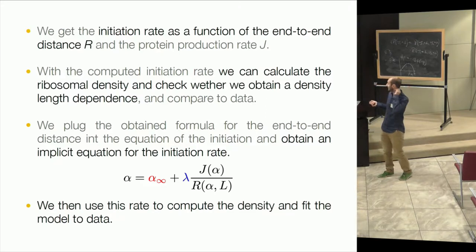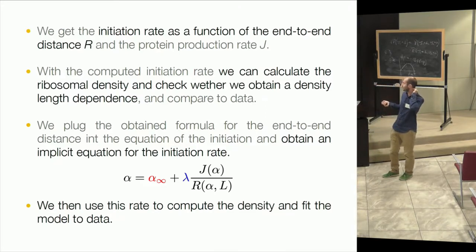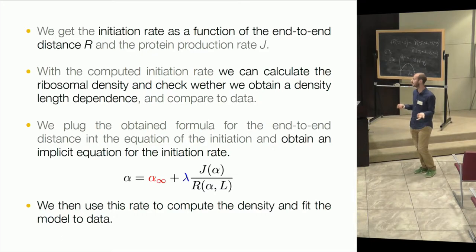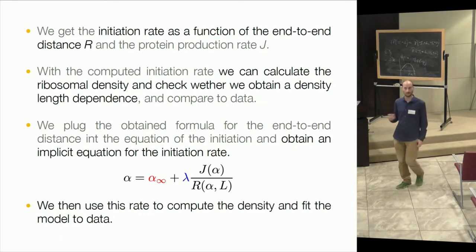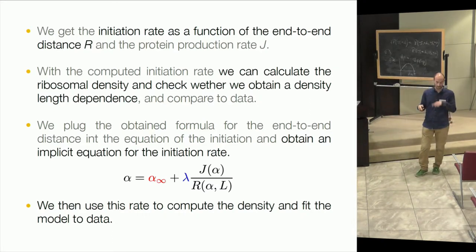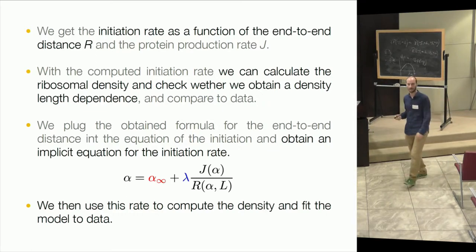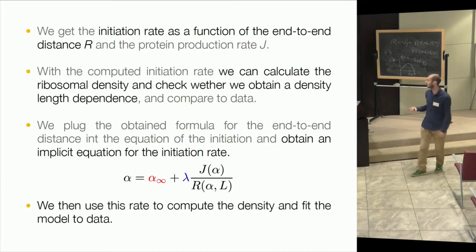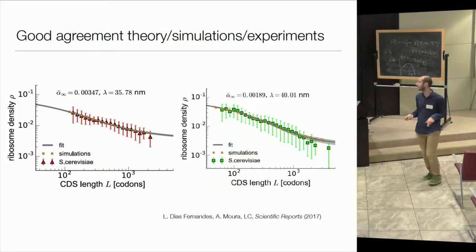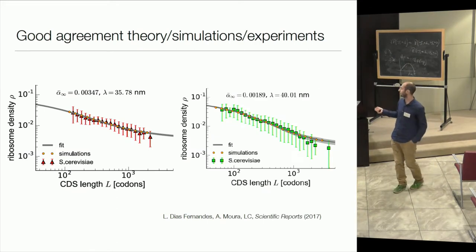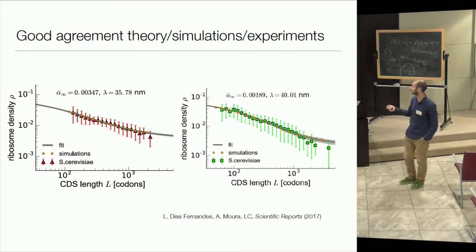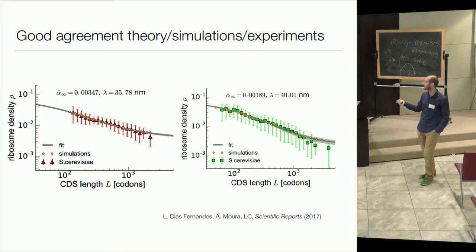So we know how to compute the end-to-end distance R, and it turns out it depends on the density, so it will depend on the initiation rate itself, and on L. It depends on the initiation rate because of the density, which will change the effective persistent length. And so we can then use this rate to compute the density and try to fit the model to the data. And actually, it works pretty well. There is a good agreement between the theory.